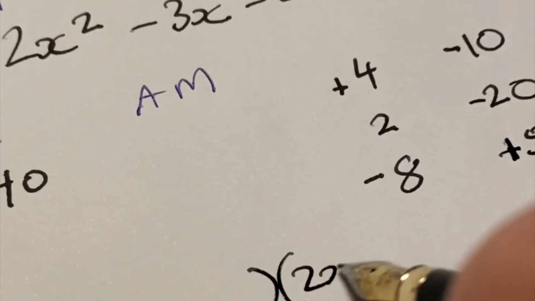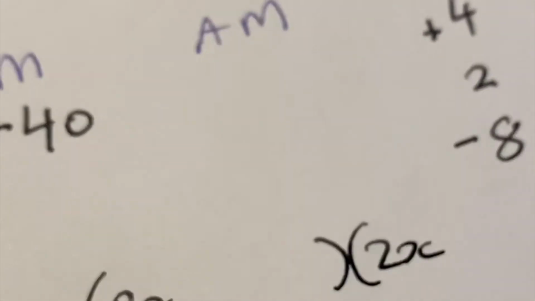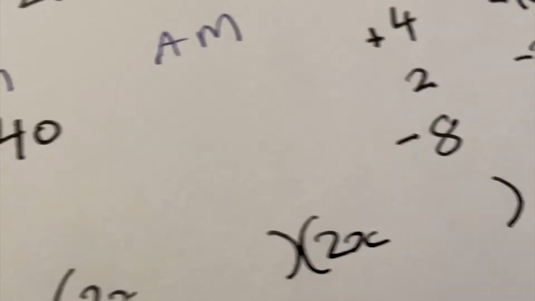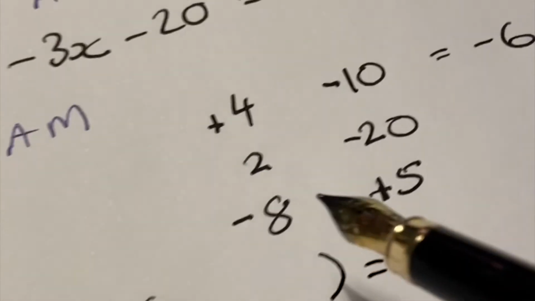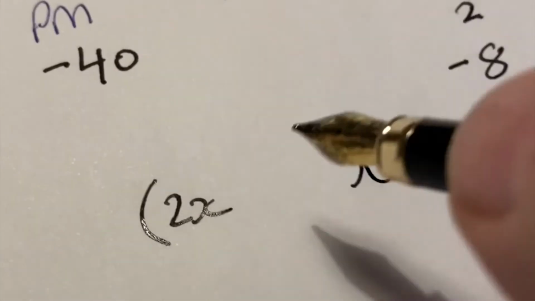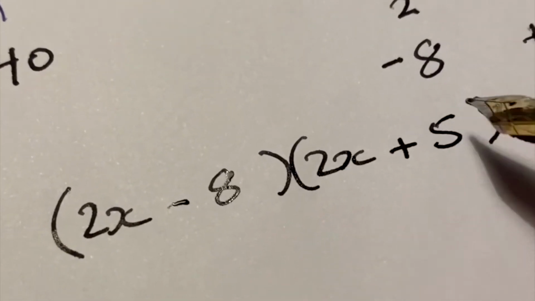Now let's just see what I do. This is really interesting. I like this method. I put 2x. I don't think about it, I just do that. Because if I've got my 2x here, I put 2x there and 2x there. Equate it to 0 if you want. And now I simply put in my minus 8 and my plus 5. So my minus 8 goes in there. Sorry, my plus 5 goes in there.